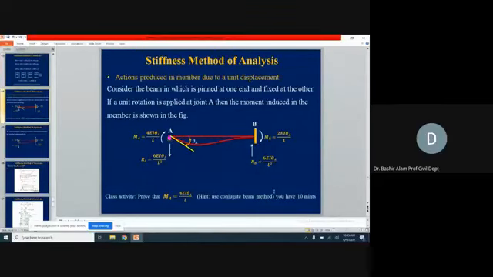Now let's discuss how the member rotation or member displacement is related to the member end actions produced, that is, the actions produced in members due to unit displacement. Consider a beam which is pinned at one end, let's say we have a hinge support, and fixed at the other end. If a unit rotation theta A is applied at A, then the moment induced in the member, or the actions induced in the member, are shown.